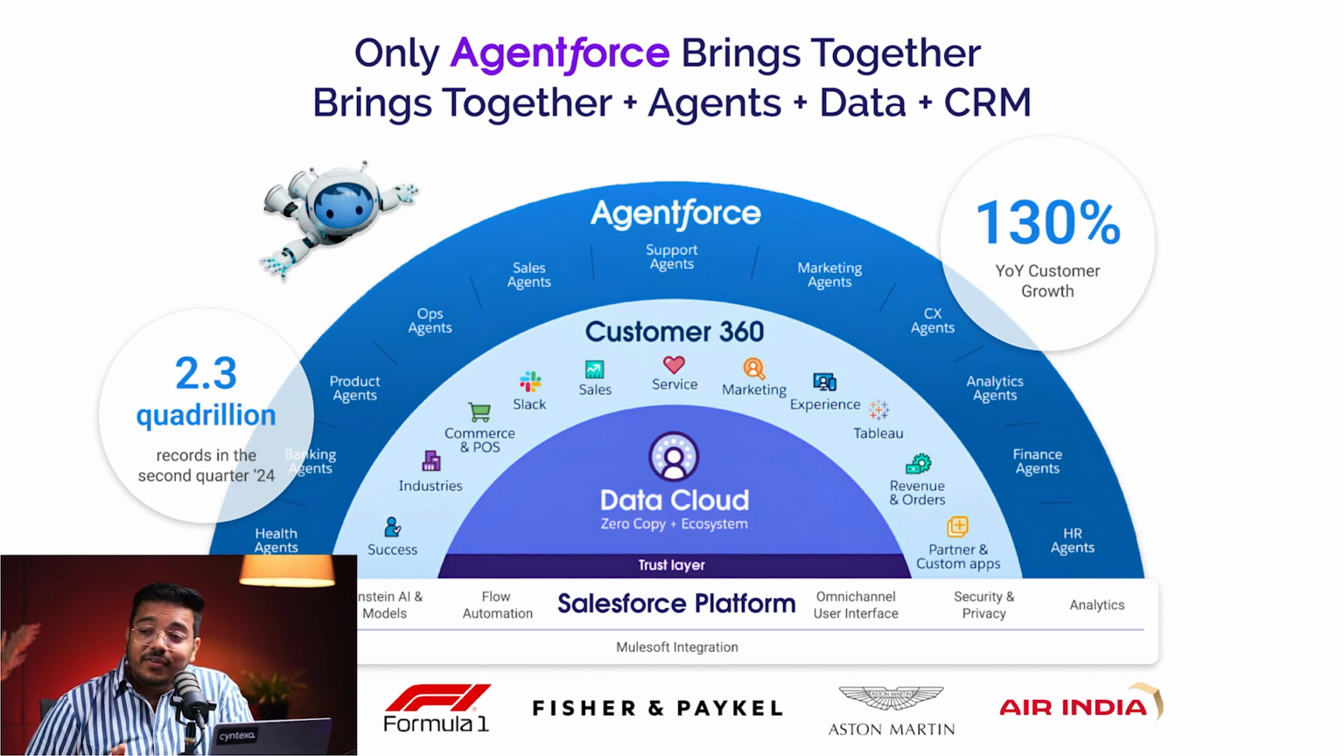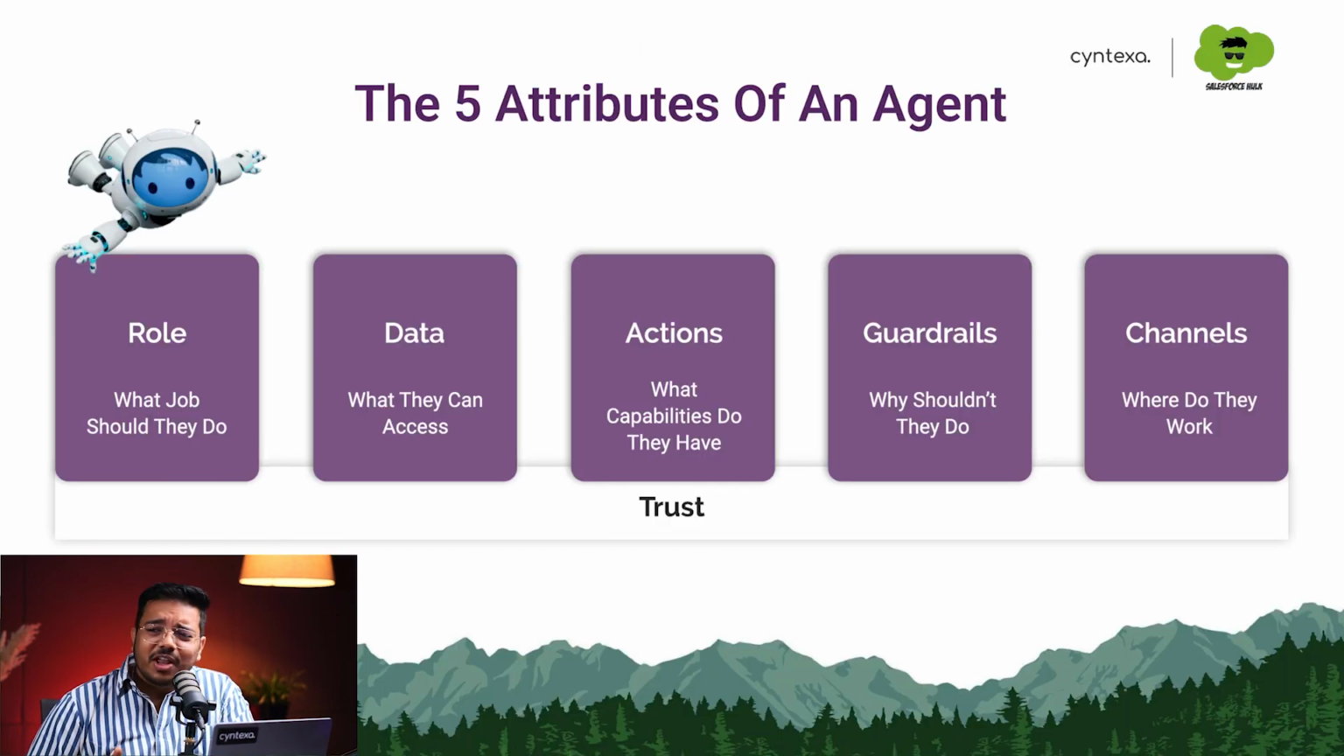Next up are the 5 attributes of an agent. These are the 5 attributes that you need to configure if you want to use Agentforce. We need to specify the role: what is it that they do? You need to specify that. Next up is the data: what data can they access to do the role that we have specified?